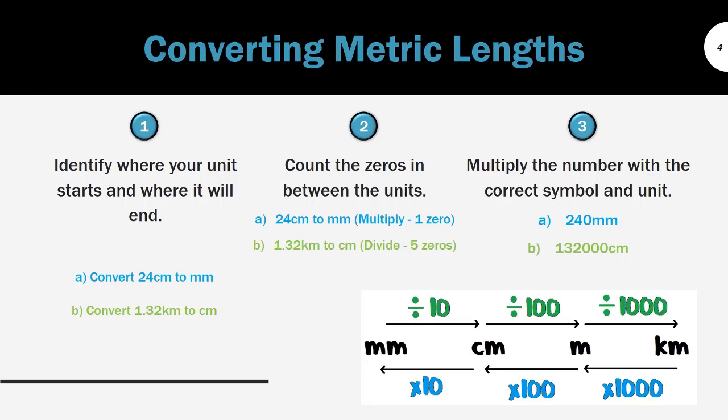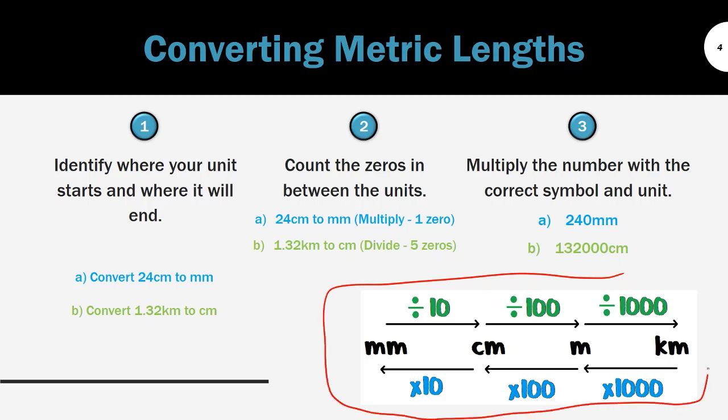So number one, identify where your unit starts and where it will end. Now, this is this really important table here that we are looking at. That's the one. That's the table that we need to learn off by heart. Basically, let's just have a look at this table. We've got millimeters, centimeters, meters, and kilometers. So I guess that's the first thing. You need to remember that they go in that order. Okay, millimeters to centimeters, centimeters to meters, and then meters to kilometers.